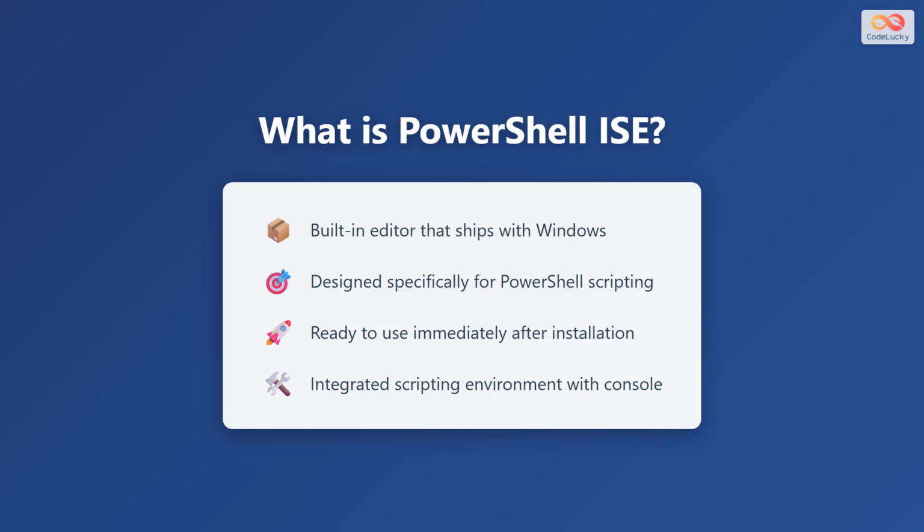PowerShell ISE stands for Integrated Scripting Environment. It's a built-in editor that comes pre-installed with Windows, which means you don't need to download or install anything extra to start using it. Microsoft designed ISE specifically for PowerShell scripting, making it purpose-built for this language. The moment you install PowerShell on a Windows system, ISE is ready to use immediately. It combines a script editor with an integrated console, allowing you to write and test your PowerShell code in one unified interface.